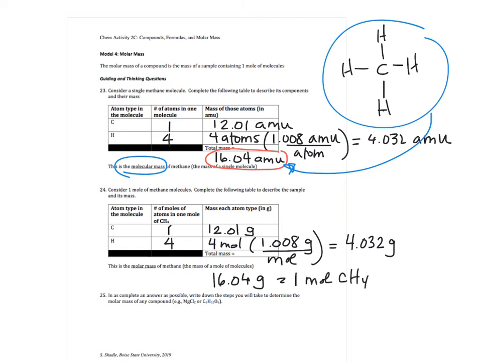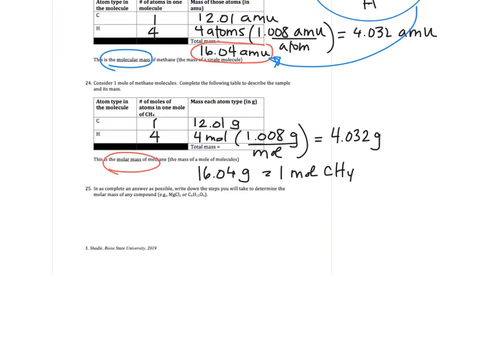So instead of having 1 molecule, that's its mass. If we had a whole mole of these, if we lined up 6.02 times 10 to the 23rd of them and weighed them, their mass would be 16.04 grams. And that is by definition the molar mass. Remember, the molar mass of a compound is the mass of a sample containing 1 mole of molecules.